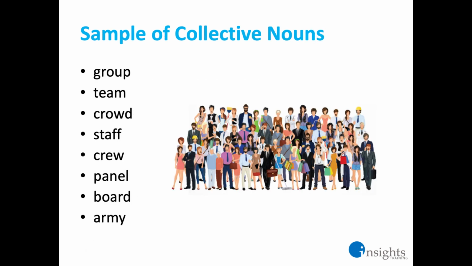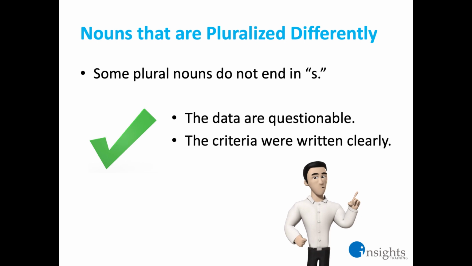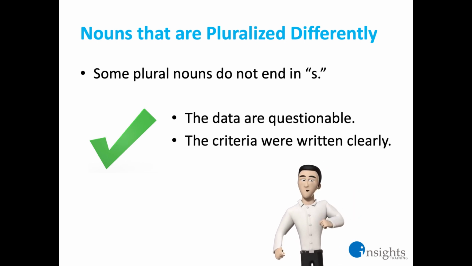Here are some samples of collective nouns. You need to decide whether their use in the sentence is as unit or as individuals. Group, team, crowd, staff, crew, panel, board, army. Some plural nouns do not end in s. The data are questionable. The criteria were written clearly.